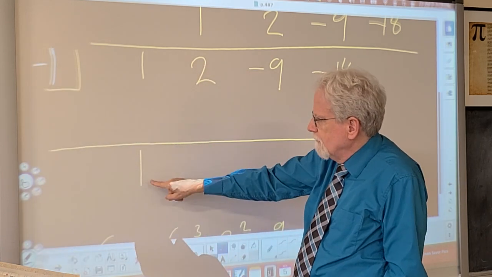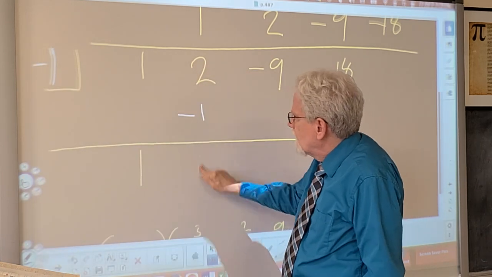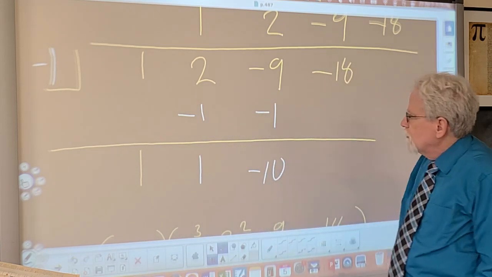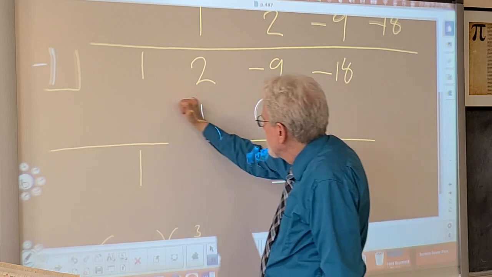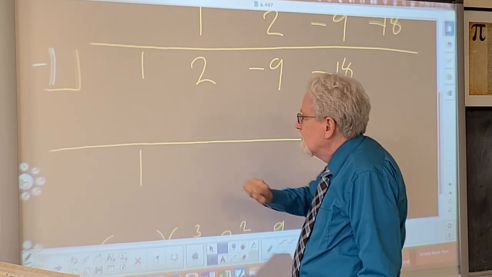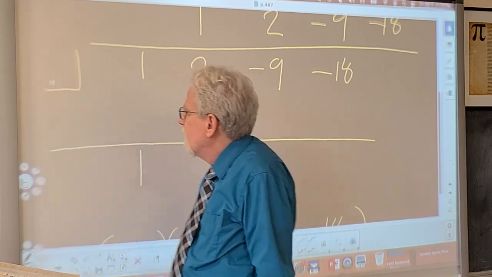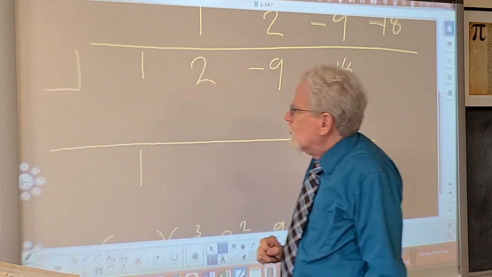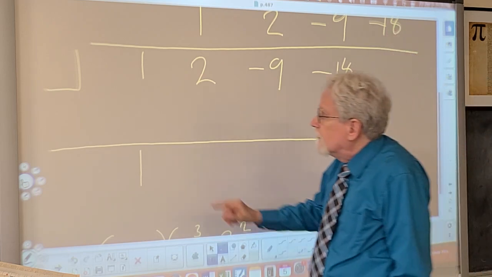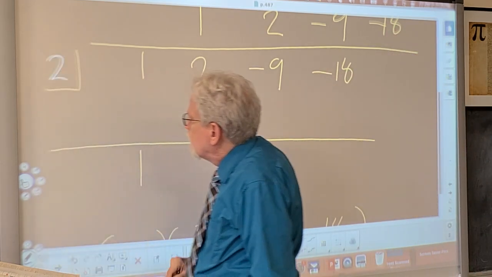Bring down the 1. Done. 1 times -1 is -1. Add, we get 1. Multiply, we get -1. Add, we get -10. And multiply, nope, no way. Forget that. I'm going as fast as possible, I might miss something. But if I do, we'll catch another number later. Should I try 2? Well, yes, because 2 is a factor of 18, so 2 is worth trying. Bet you it works. Put a 2 in there.